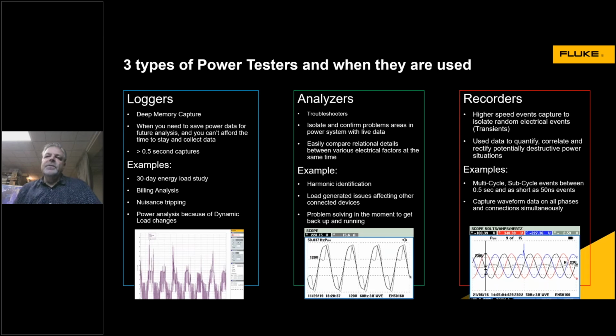Finally, in the red section, we're not going to talk too much about this today, but these are high-speed recorders. They're typically used by utility companies to be able to quickly, and maybe even between 2 different locations using GPS and time stamping, figure out what's happening in electrical distribution systems. They're multi-cycle, sub-cycle events, well below half a second, and maybe even as short as 50 nanoseconds.